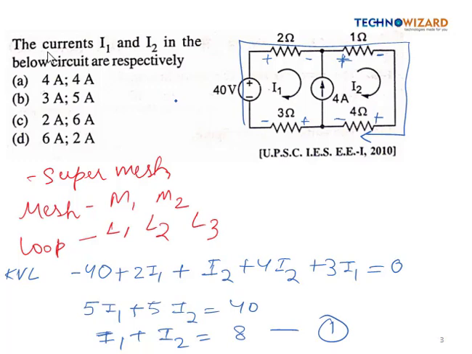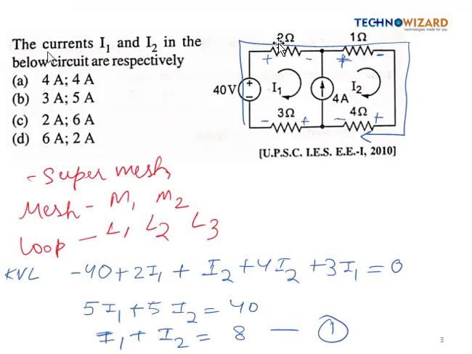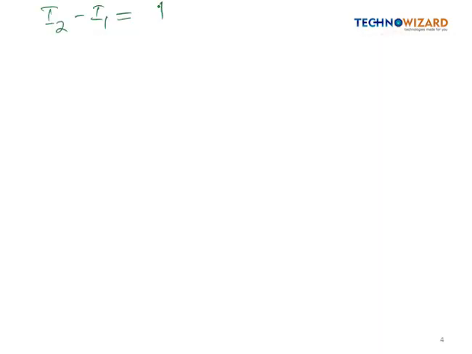Now the second equation will be developed around the current source. See here, the current I2 is in the upward direction, but the current I1 is in the downward direction, and the net current is in the upward direction. It means I2 current is dominating over I1. So the equation will become I2 minus I1 is equal to the value of the current source, which is 4 ampere.